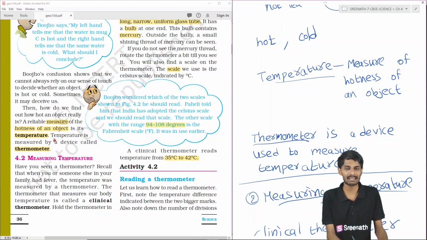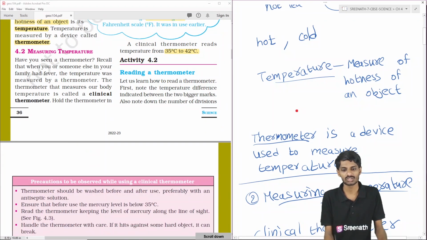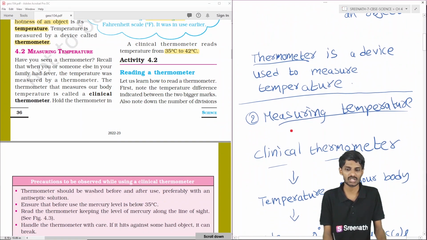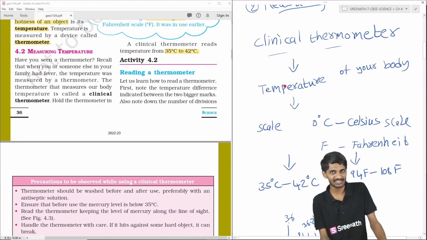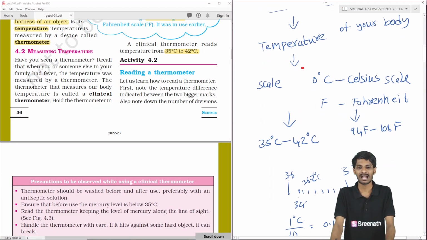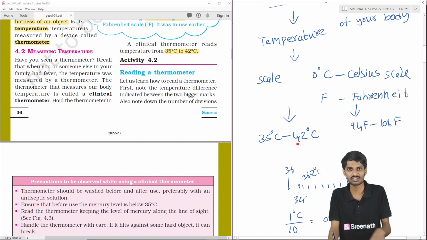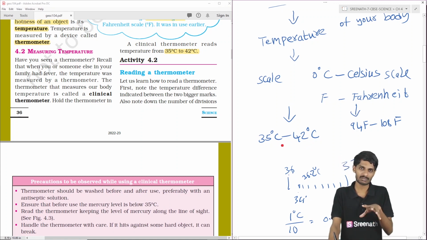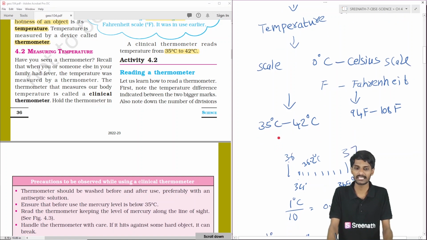Okay, to measure the temperature we need thermometers. There is the clinical thermometer, students. A thermometer is a device to measure temperature, and among the thermometers there is the clinical thermometer. That is specially to measure the temperature of our body, and the range of the clinical thermometer is 35 degrees to 42 degrees only, and our body temperature must be within this range only. It does not go below or above. If it goes below or above, it is very dangerous to us.